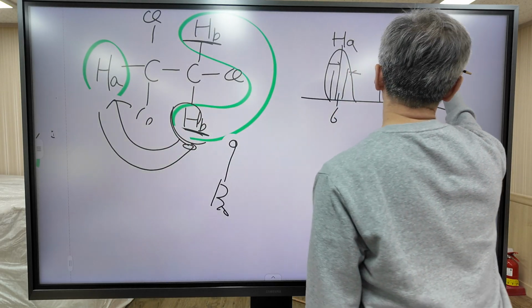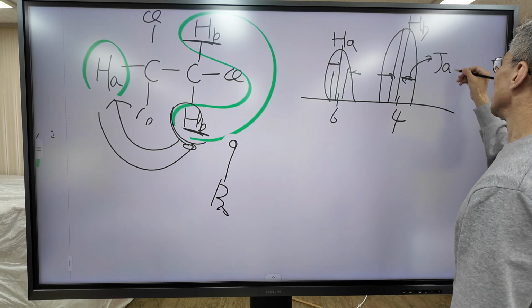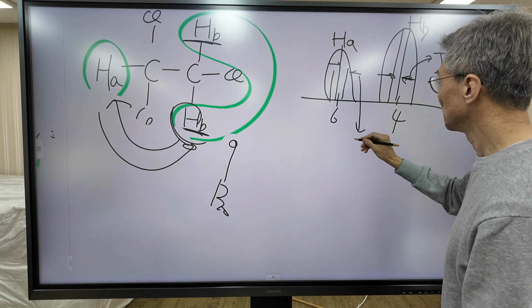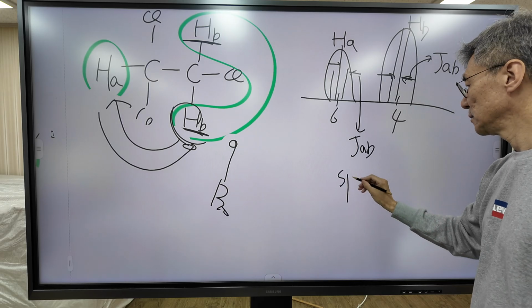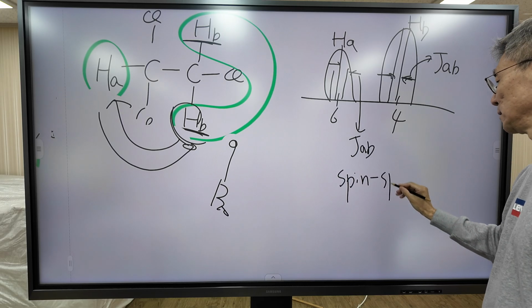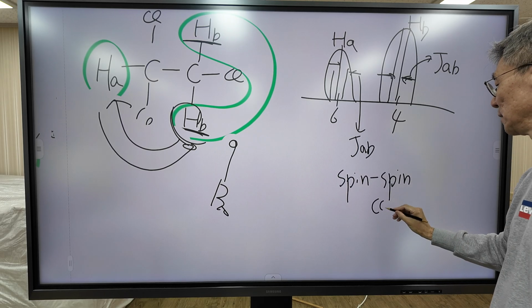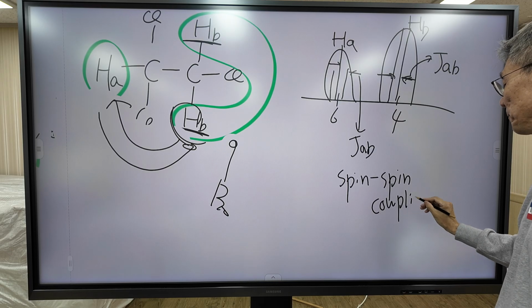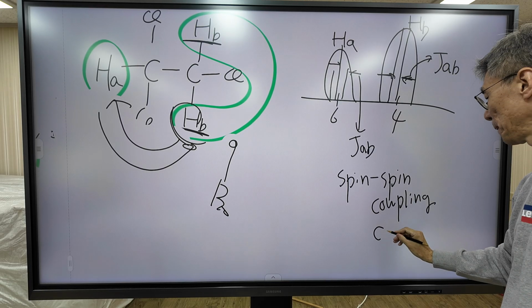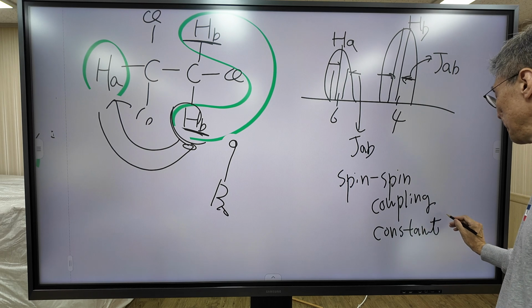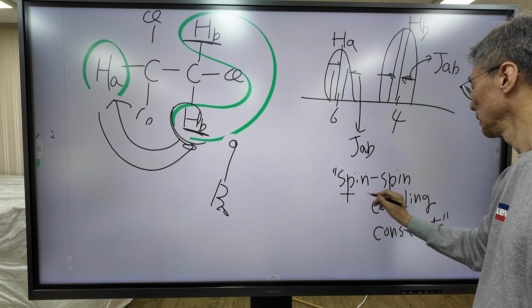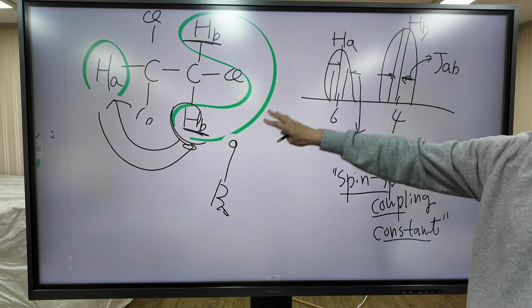This spacing is called JAB. This is also JAB. This is called the spin coupling constant.